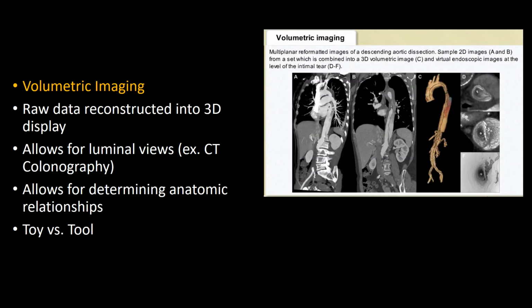Now to go into some random processing techniques that you need to be aware of as a radiologist. One is volumetric imaging. What is it? It's where the raw data is reconstructed into 3 dimensions for display. It allows for luminal views like 3D colonography. It allows for determining anatomic relationships.